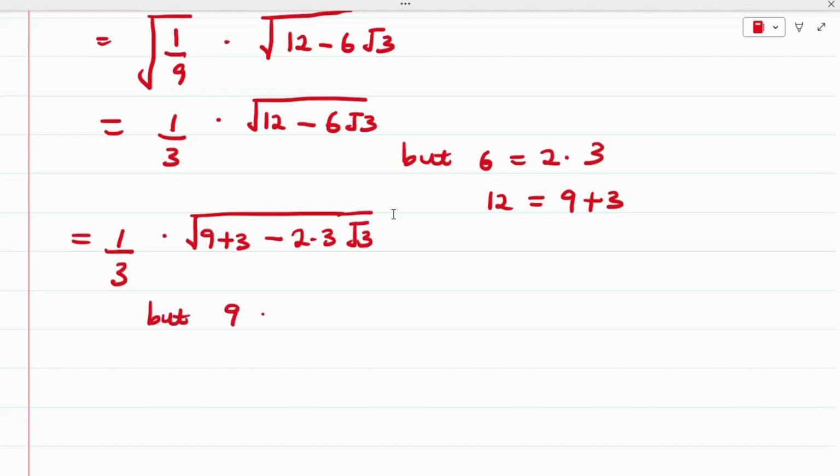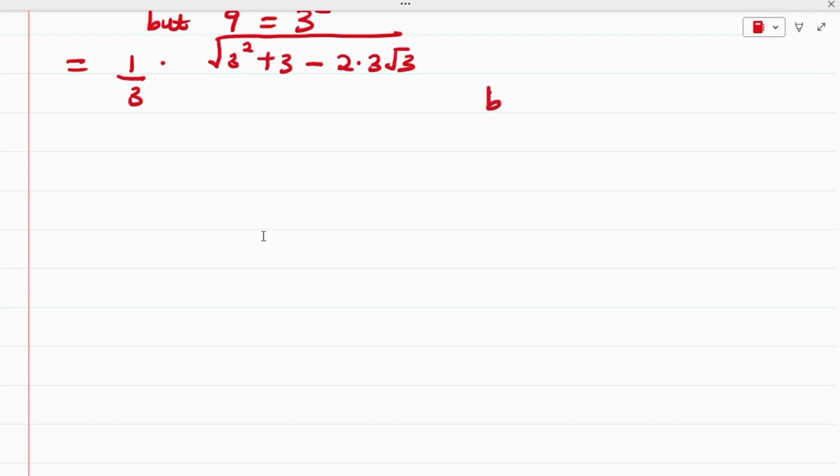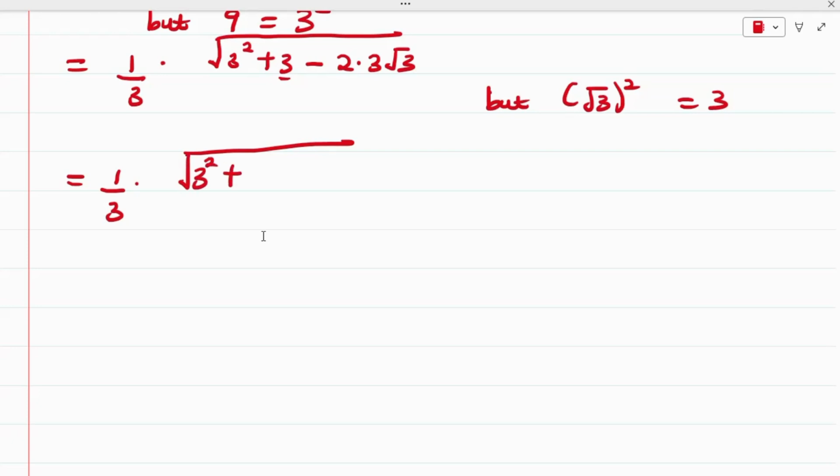But we know that 9 can be expressed as 3 square, right? So this is equal to 1 over 3 multiply the square root of 3 square plus 3 minus 2 multiply 3 root 3, okay? But you know that the root of 3 square is the same thing as 3, right? So in place of 3 here, we want to put this. So this is equal to 1 over 3 multiply the square root of 3 square plus, in place of 3, I'm going to put the root of 3 squared, minus 2 multiply 3 root 3. The reason behind this is because I want to simplify the square root so that it will be easy for us to solve this right here.